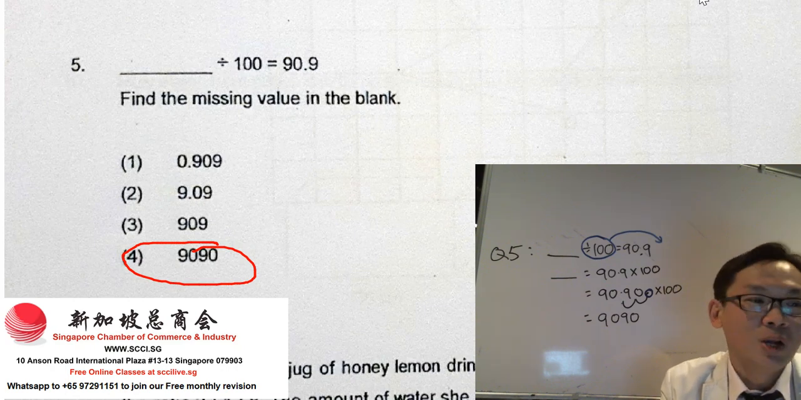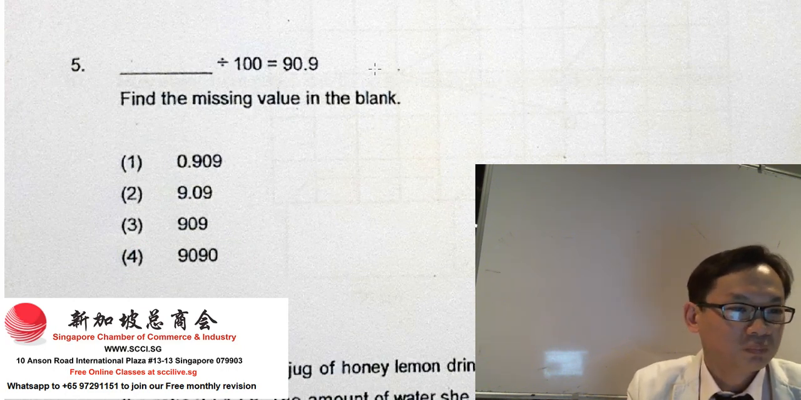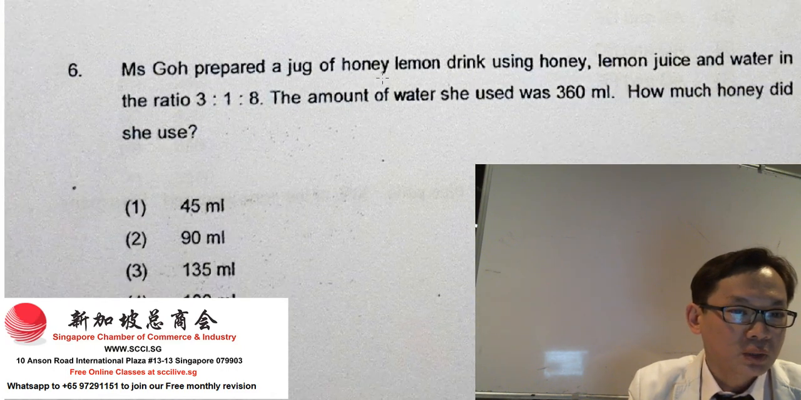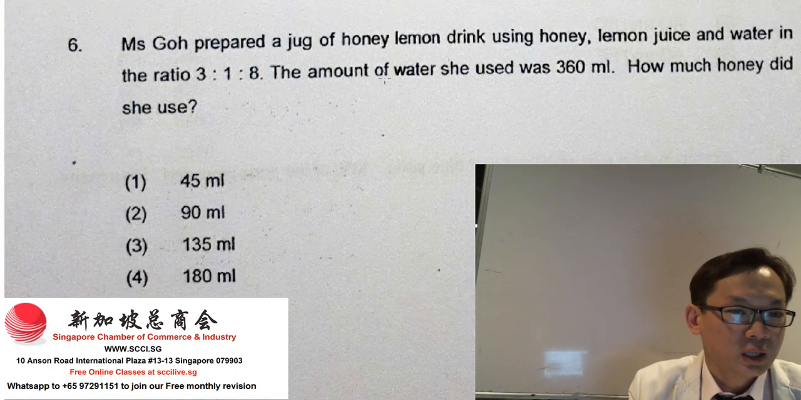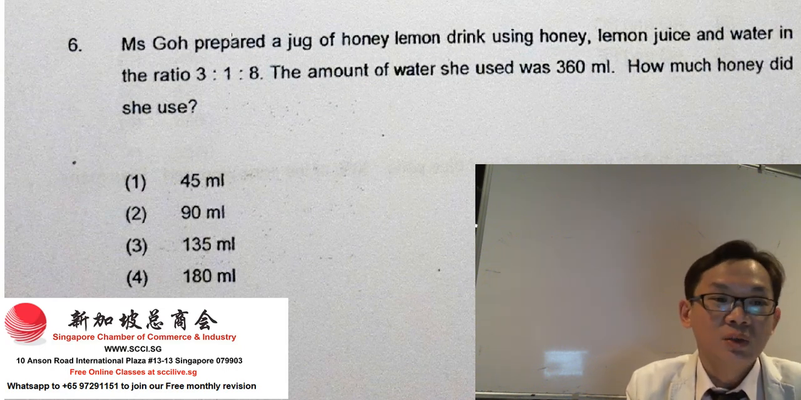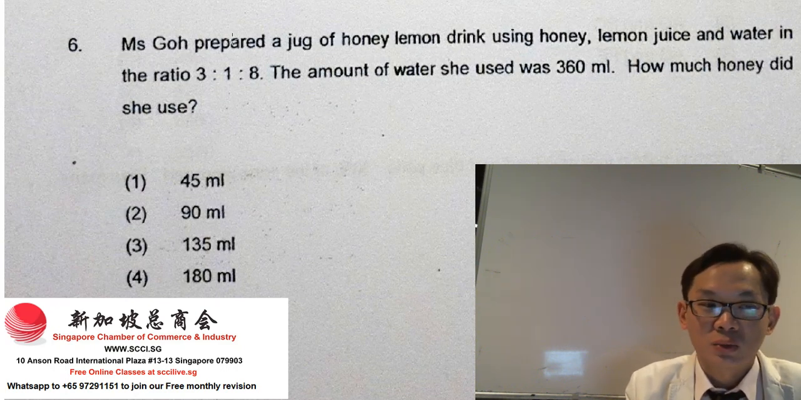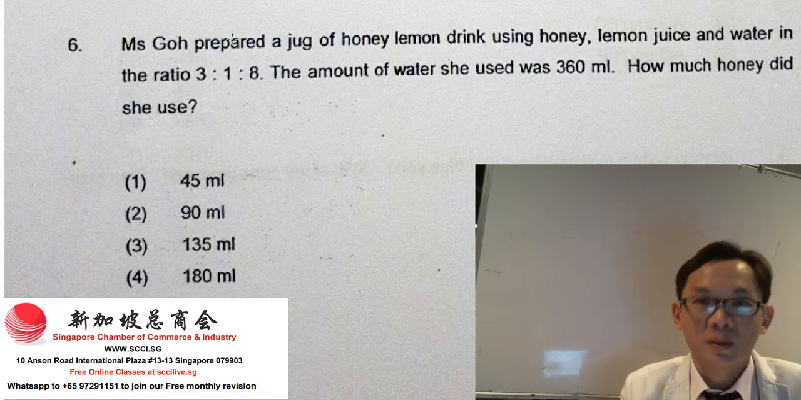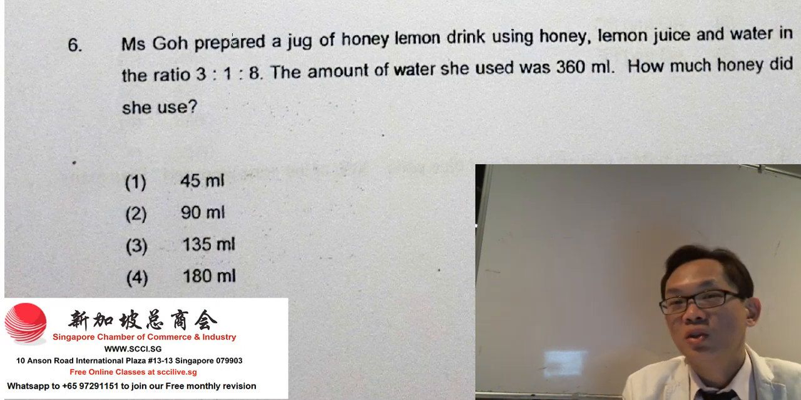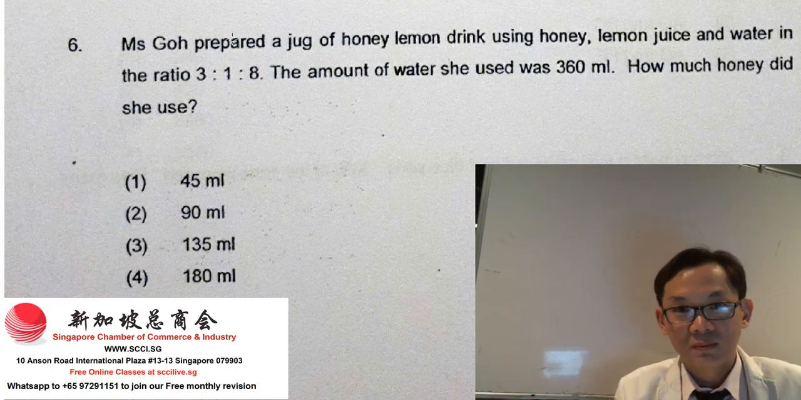Let's move on to question 6. Let's scroll up and look at question 6. Miss Go prepared a jug of honey lemon drink using honey, lemon juice, and water in the ratio of 3:1:8. The amount of water she used was 360 ml. So, how much honey did she use? Are you able to work out the answer? Give yourself a while to try.